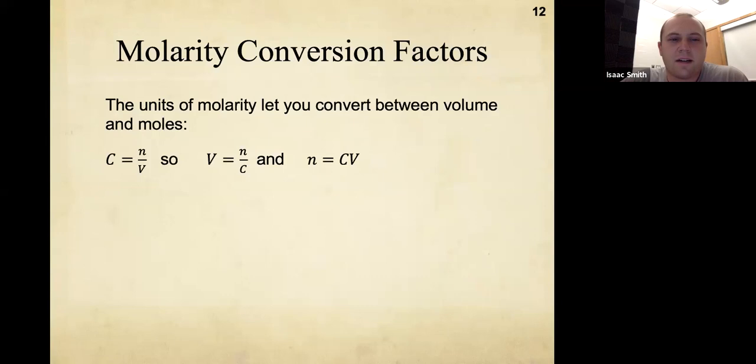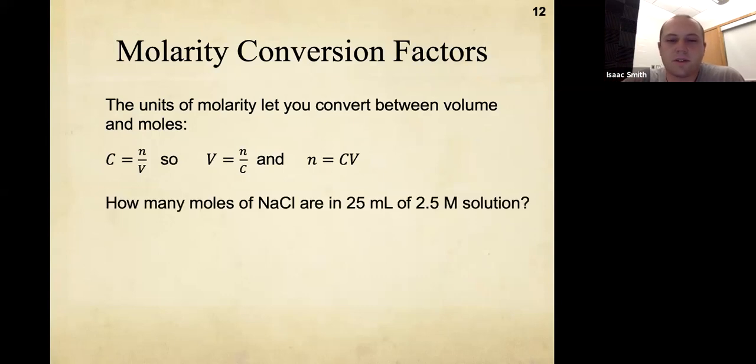We kind of talked about this, how units of molarity can help us convert between volume and moles if we're dealing with solutions. So here's an example. How many moles of sodium chloride are in 25 milliliters of 2.5 molar solution? If you look at the stoichiometry map, here we're going from volume of A to moles of A. And if you remember, if this volume is a solution, to convert from volume to moles, we're going to use the molarity, right?